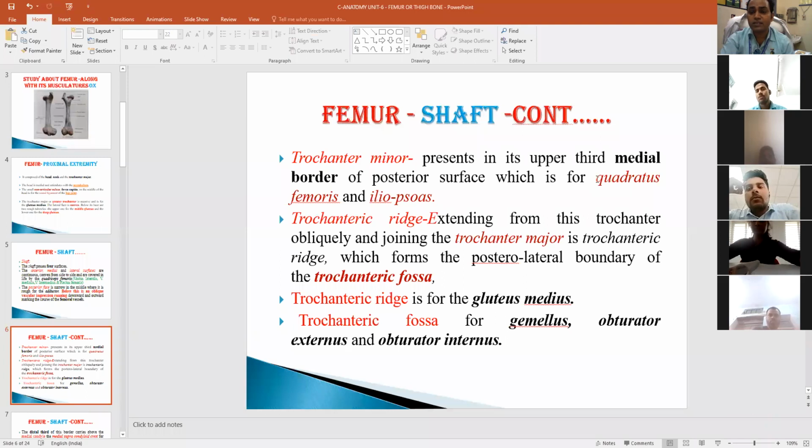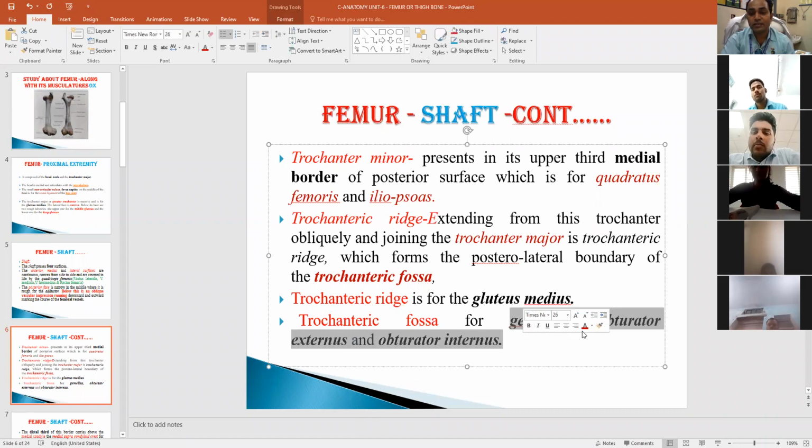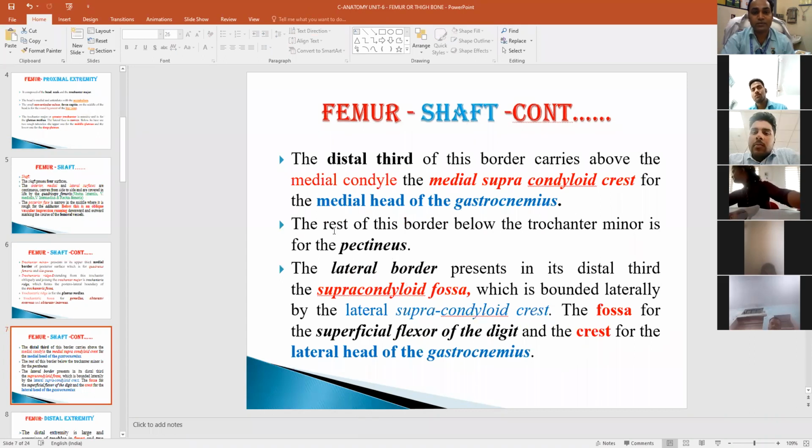And here is the distinguishing point. One muscle is the quadriceps femoris muscle, which is present on the femur on the anterior, medial, and lateral parts. Another is the quadratus femoris muscle, which is present on the trochanter minor part. The trochanteric ridge extends from the trochanter major in an oblique direction and reaches up to the trochanter minor. Medial to this, there is a fossa, known as the trochanteric fossa. This trochanteric ridge is for the gluteus medius muscle, and the trochanteric fossa is for three muscles: the gemellus, obturator externus, and obturator internus. We have already completed all these points in the previous classes.